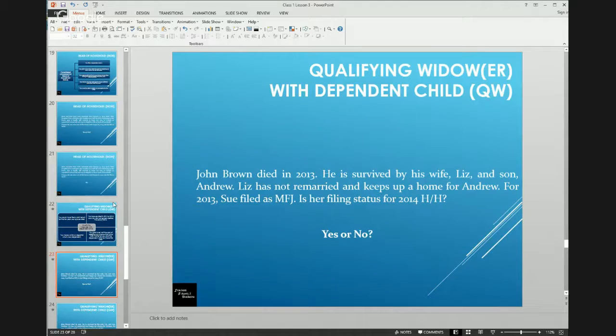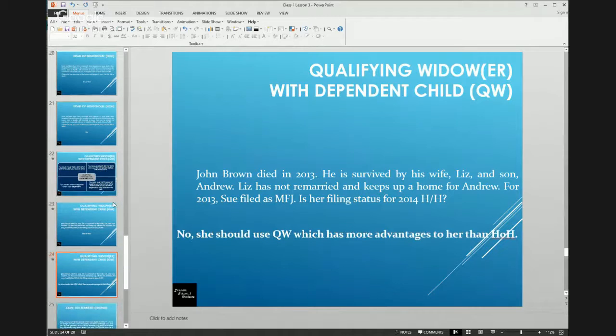John Brown died in 2013. He is survived by his wife, Liz, and son, Andrew. Liz is not remarried and keeps up a home for Andrew. For 2015, Sue filed as married filing jointly. Is her filing status for 2014 head of household? No. She would use the qualifying widower filing status as there are more advantages to her than head of household.